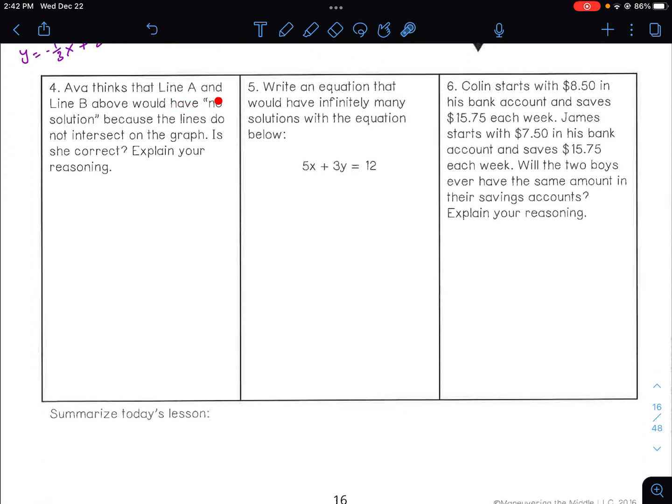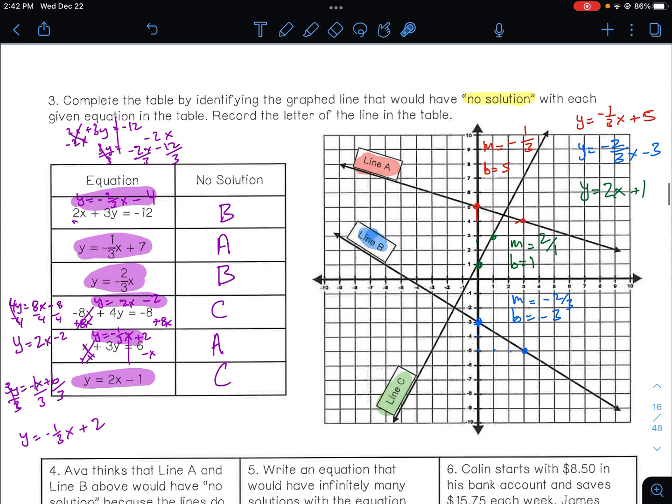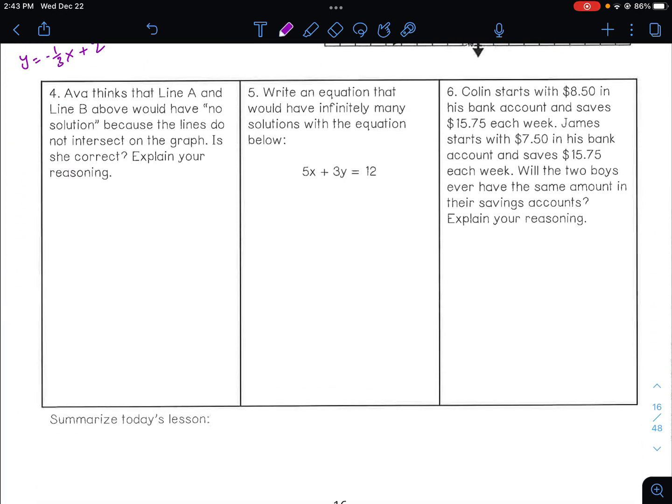Ava thinks that line A and line B above would have no solution because the lines do not intersect on the graph. Is she correct? Explain your reasoning. Will line A and B have no solution because they don't touch? She is wrong. Is she correct? No.